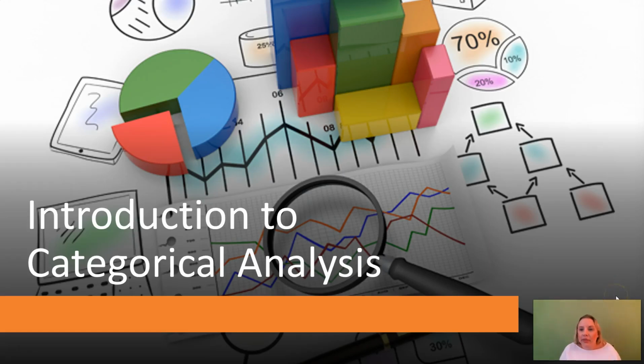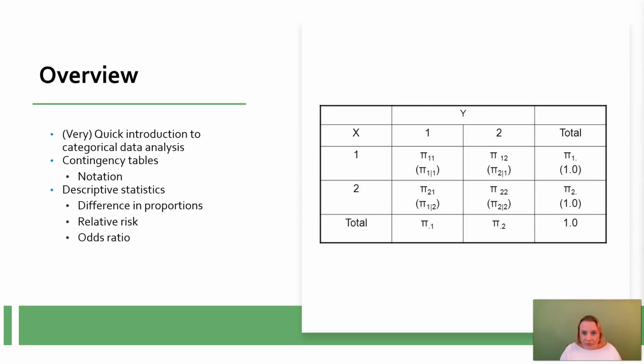So typically when people think about statistical analysis, the first thing that comes to mind are numerical values. However, there's quite a bit that is done with categorical analysis. We're going to talk about contingency tables and notations used for contingency tables, in terms of descriptive statistics. We're going to talk about different proportions relative to risks and odds ratios.